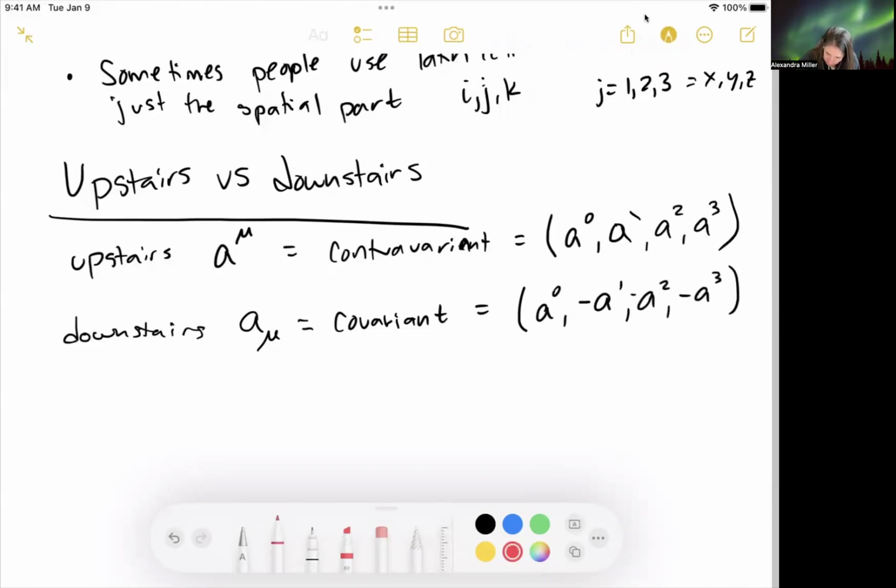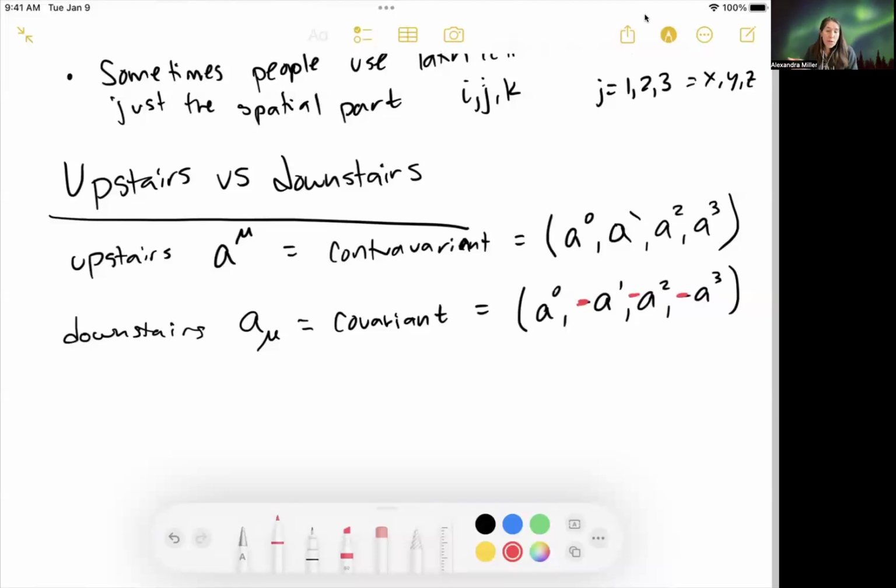Right, so maybe I should put this in red. So we have our minus signs on our covariant version of the vector. This is a mild difference, and we'll see these minus signs on spatial terms have come up in the past, and this is going to be a very helpful way of keeping track of them.